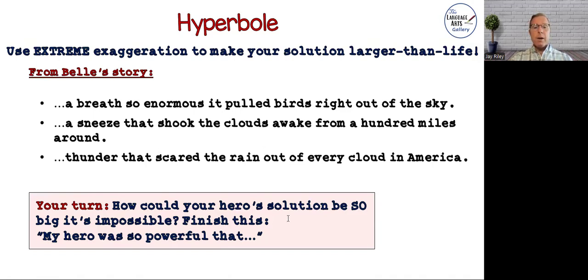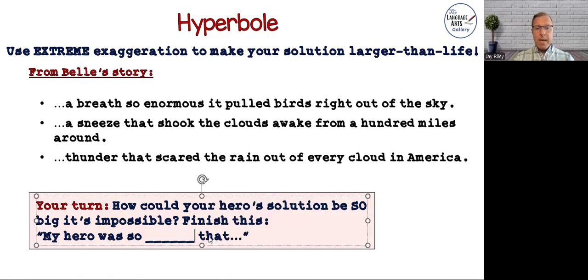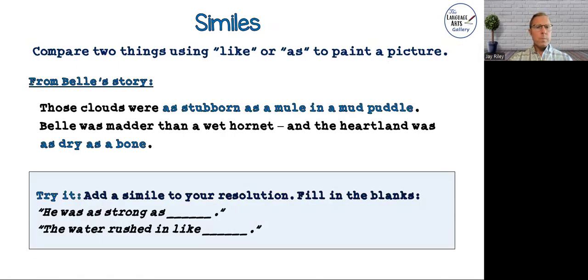So I want you to think about your hero. What is the solution that your hero could take to solve the problem? My hero is so powerful, and we don't even need to use the word powerful. We can use whatever special ability you're working with your hero on. So we might say, my hero was so whatever, fast, big, strong, kind. Maybe your hero needed to solve a problem with incredible kindness. That might be a wonderful story to teach our children.